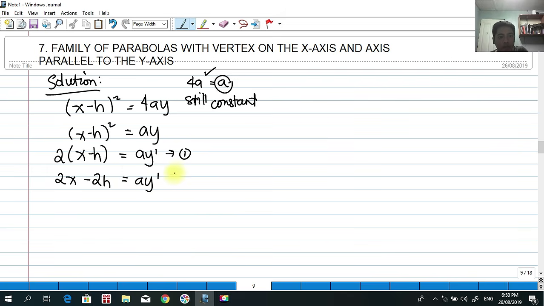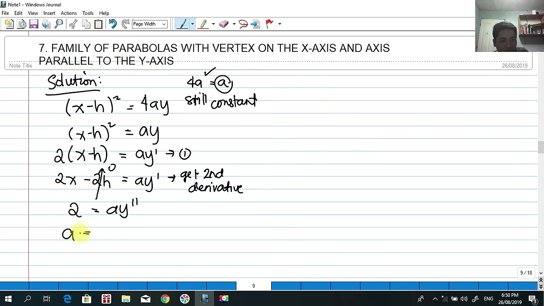If we get the second derivative here, what will happen is that this is a constant, so this would be eliminated. We have 2 with respect to x, that is still 2, and this is still a y double prime. So this is our second derivative. Luckily, we actually got rid of h, which is one arbitrary constant. So our goal is to eliminate again the a.